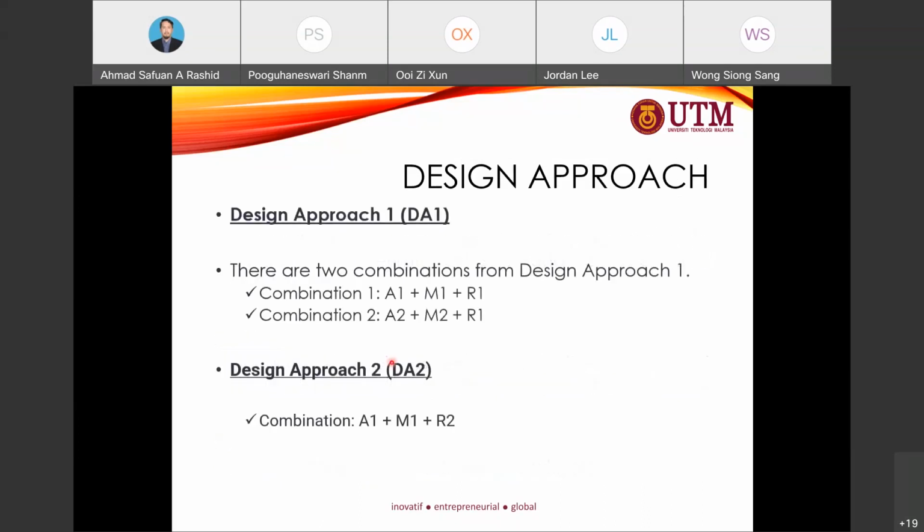For the design approach, we have two types, which are design approach 1 and design approach 2. However, in the Malaysian case, as we follow the British or the UK, we only use design approach 1. For design approach 1, there will be combination 1 and combination 2. Combination 1 is A1 plus M1 plus R1, and for combination 2 we have A2 plus M2 plus R1. Then after the calculation, we may refer to the conventional value.